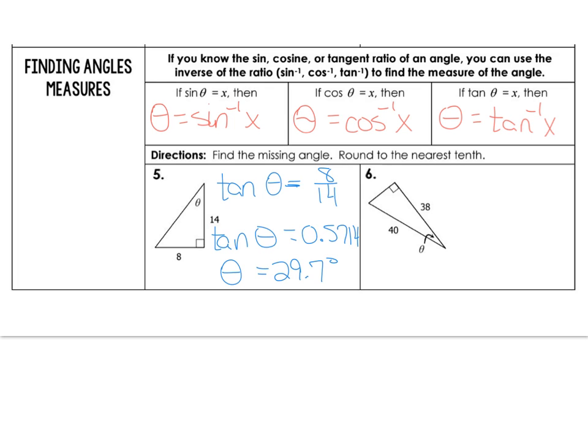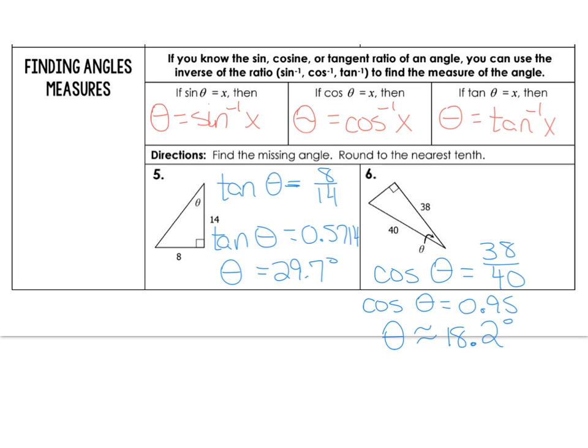Look at number 6. Find the trig ratio you're supposed to use. Remember, you'll have to use your inverse function. Use your second key on your calculator to find theta. I used cosine because 38 is the adjacent leg to theta, 40 is the hypotenuse. So I used cosine. This was a nice little pretty decimal, didn't have to worry about it a whole lot. Use my inverse cosine, my second cosine on my calculator, and I got my theta was about 18.2 degrees.